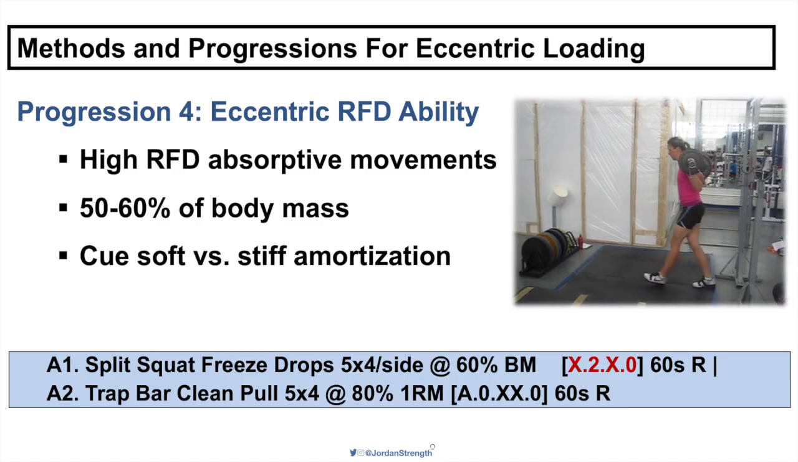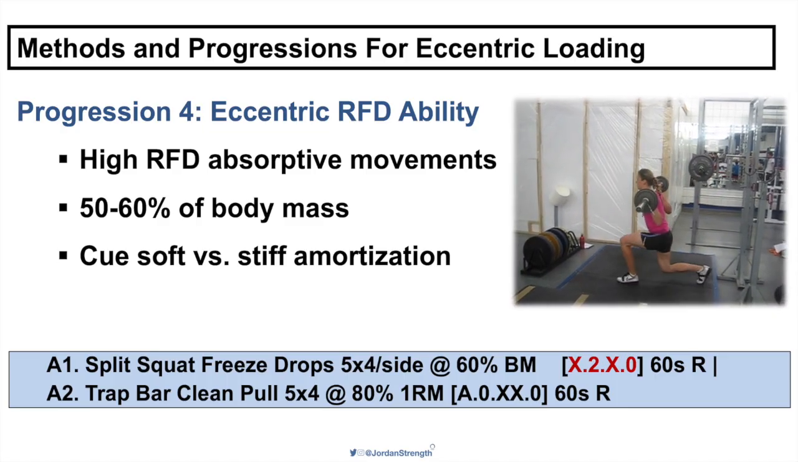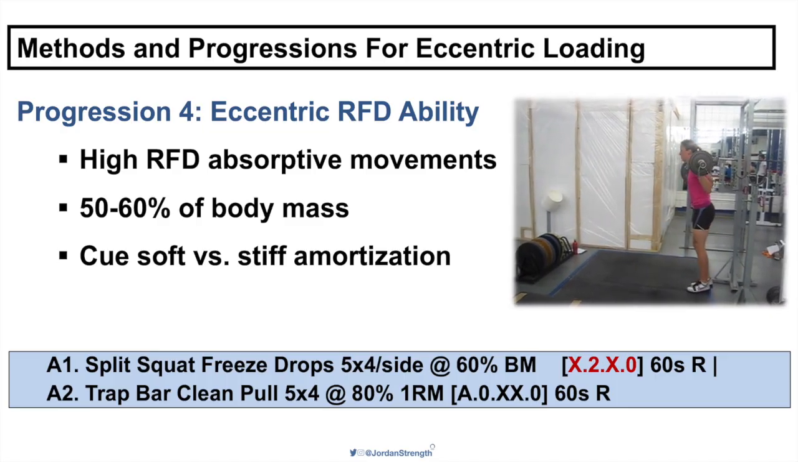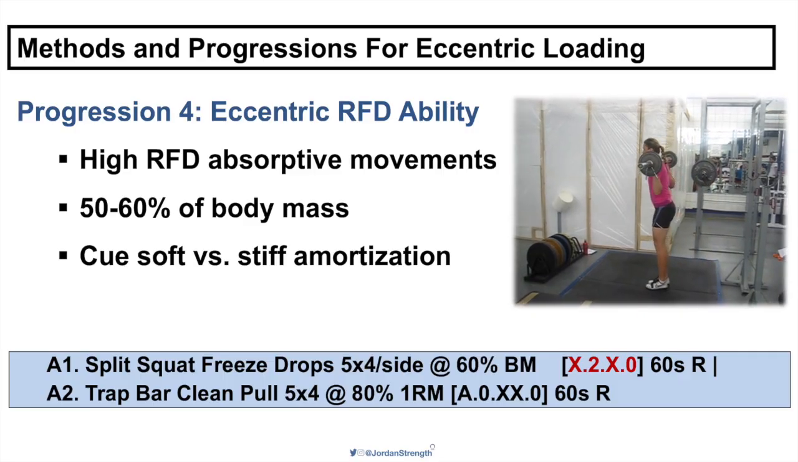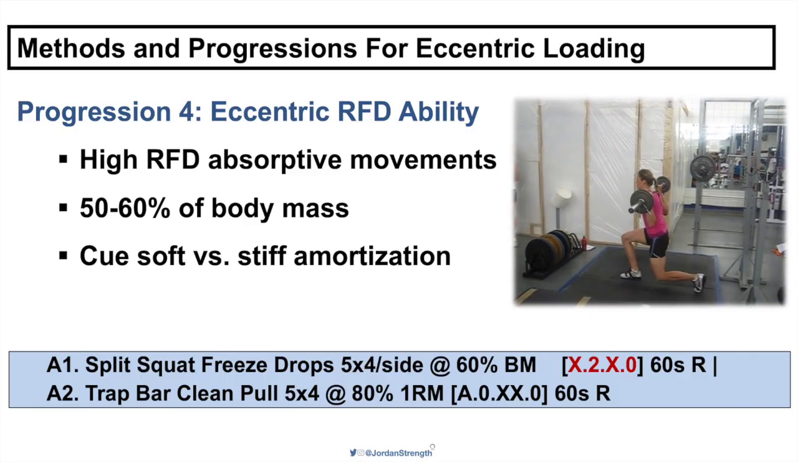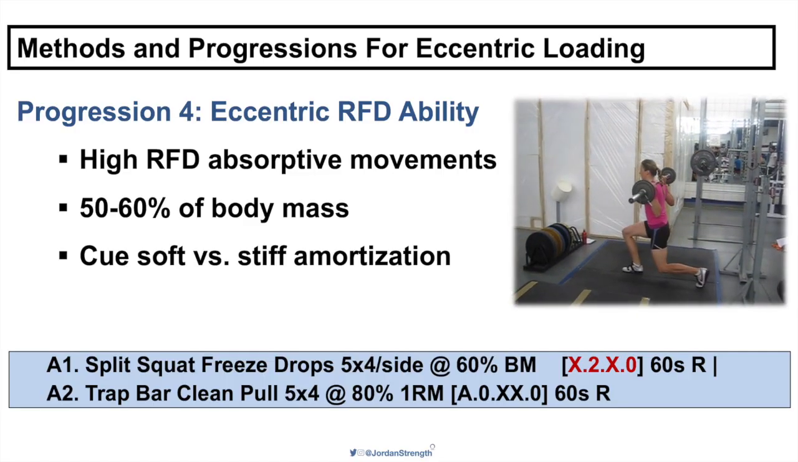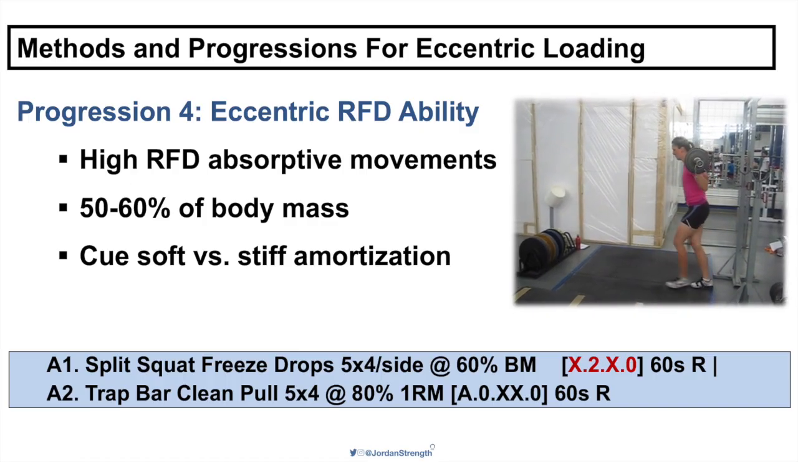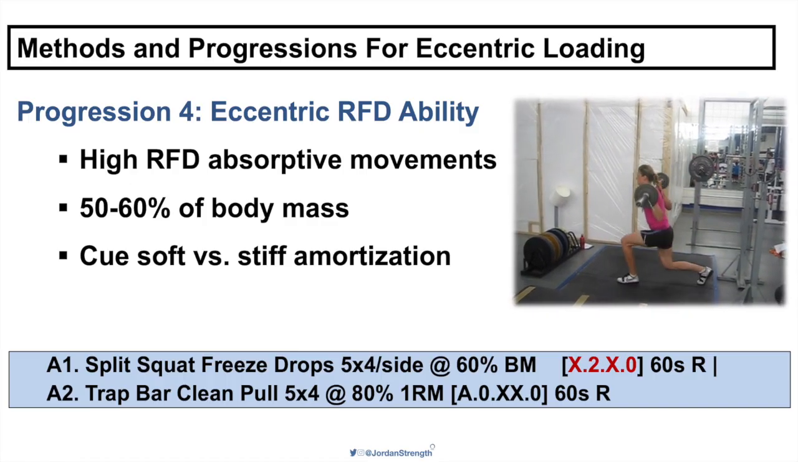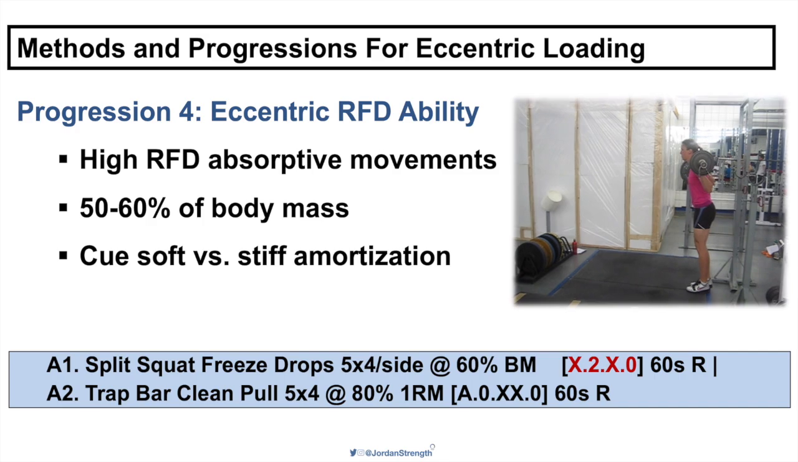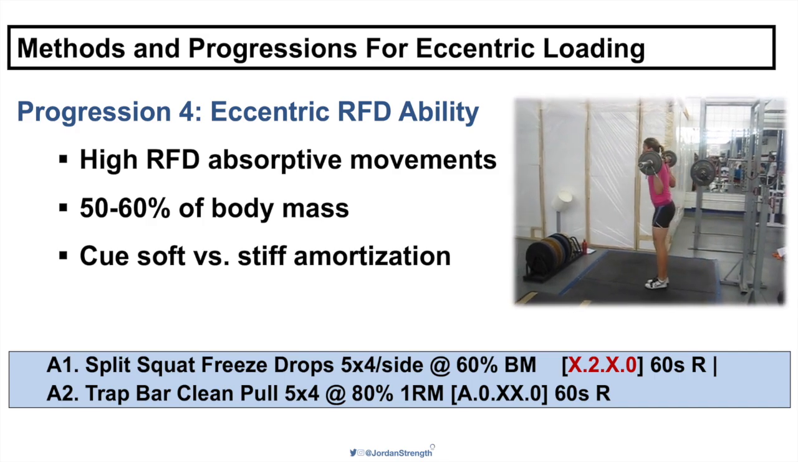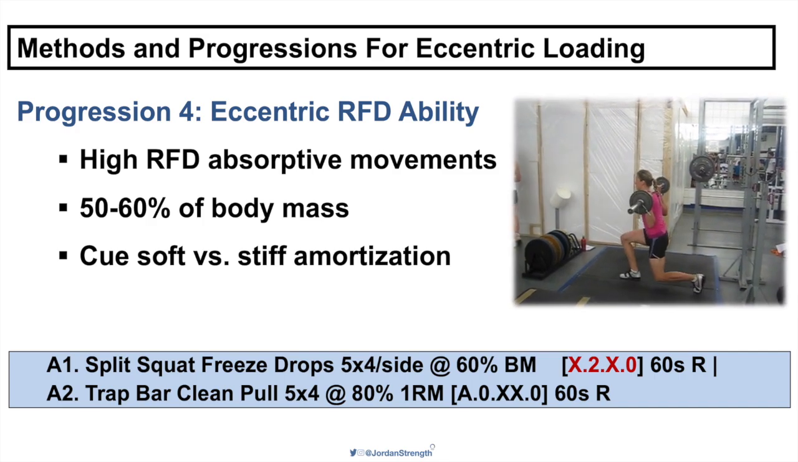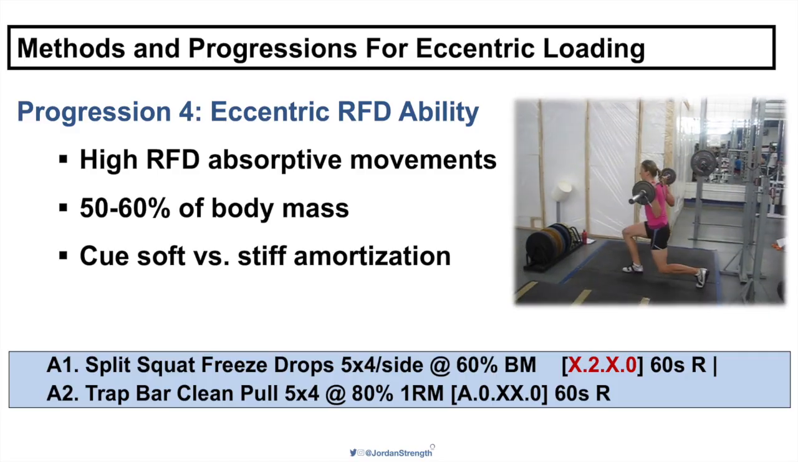So, our eccentric RFD ability, these absorptive movements with 50 to 60% of body mass, we can cue them differently. We can cue to be soft and absorptive, or we can cue them to be stiff in terms of how they make the contact with the ground. But what's really effective here is to pair these eccentric deceleration movements where we're working on eccentric RFD with some sort of concentric movements. We're using a contrast load here.